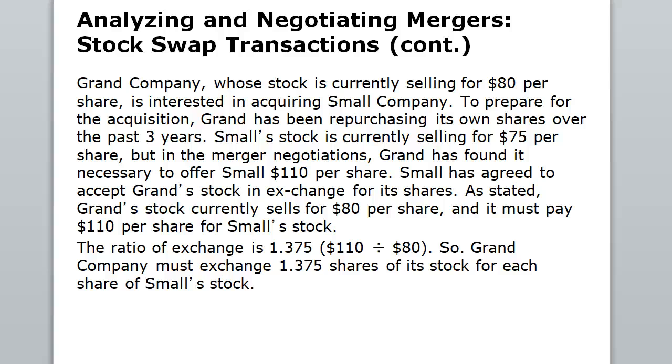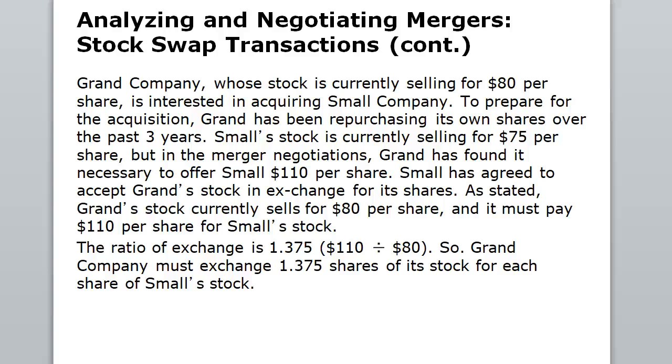So to prepare for the acquisition, Grand has been purchasing its own shares over the past 3 years, and Small stock is currently selling for $75 per share. But in the merger negotiations, Grand found it necessary to offer Small $110 per share. Small has agreed to accept Grand's stock in exchange for its shares, as Grand's stock is currently selling at $80 per share, and it must pay $110 for Small stock.